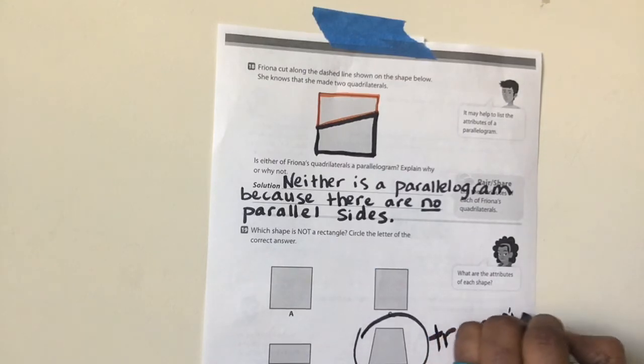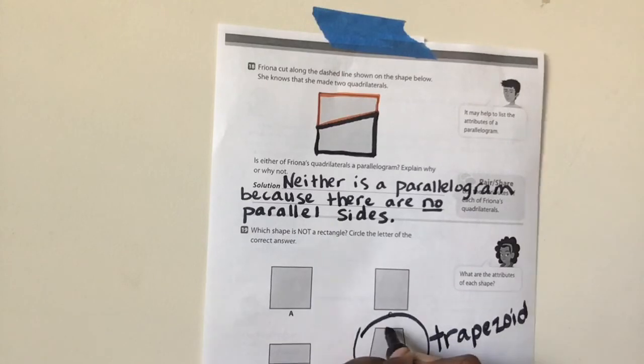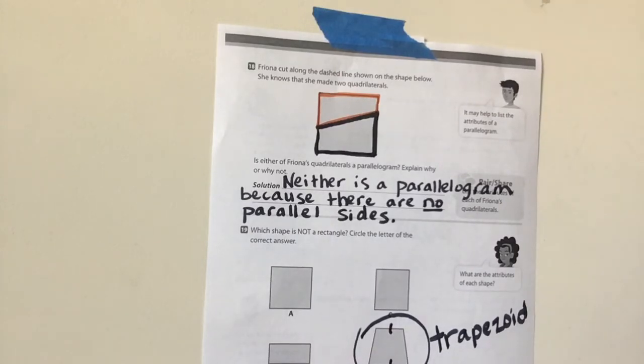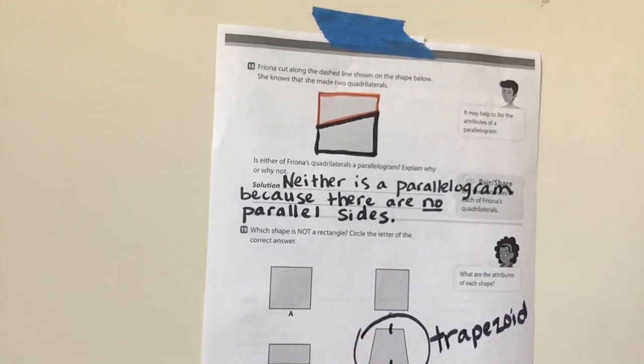Trapezoid. The reason it's a trapezoid is because it does have one pair of parallel sides. It has four sides and it has one pair of parallel sides. This one's parallel to this one. But these two are not parallel because if I keep drawing them, they'll meet. They're not an equal distance apart.